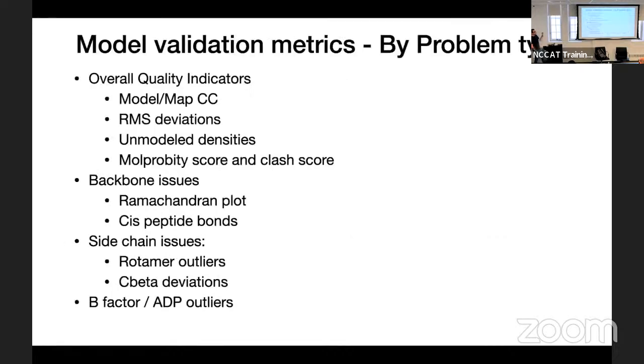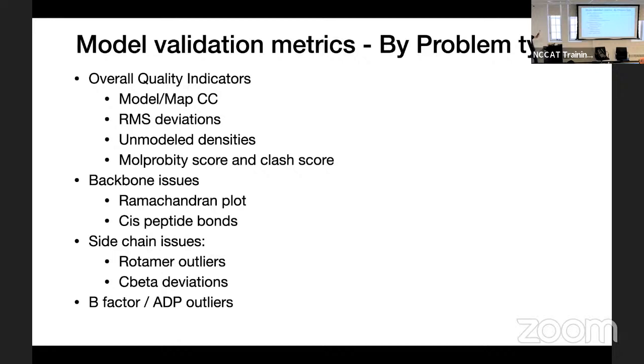Okay, so there's lots of different metrics we can look at. Some are overall quality indicators of your structure, either geometry or agreement with the data. So things like correlation coefficients between the model and the map, RMS deviations of bonds and angles, these sorts of things. MolProbity scores that tell us a lot about clash and geometry problems.